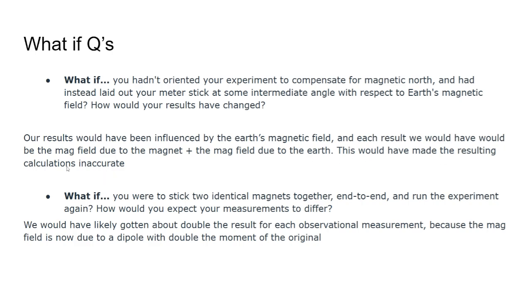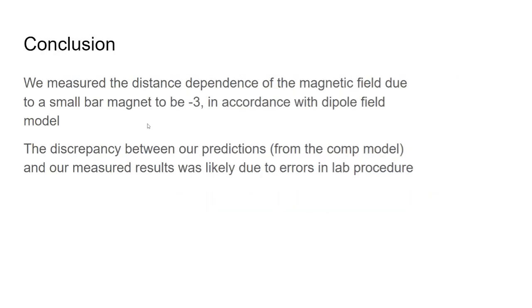What if we were to stick two identical magnets together? We would have gotten about double the result for each observational measurement because the magnetic field is now due to a dipole with double the moment of the original.